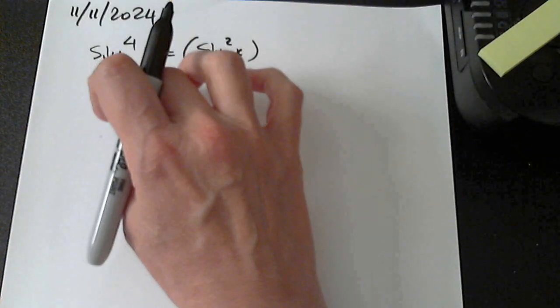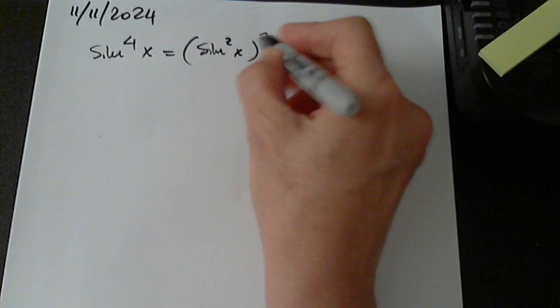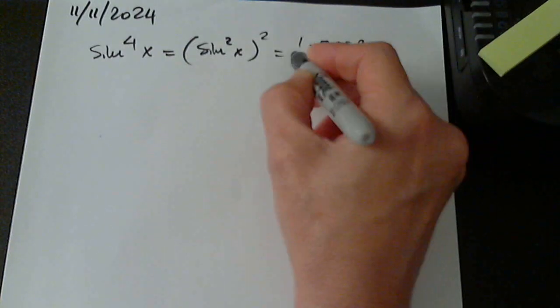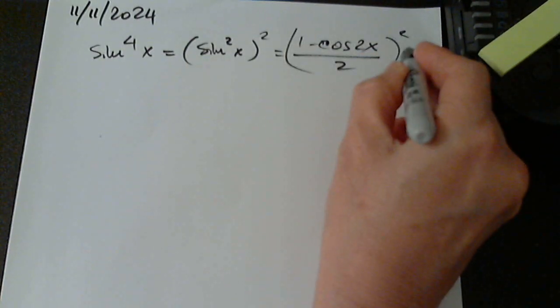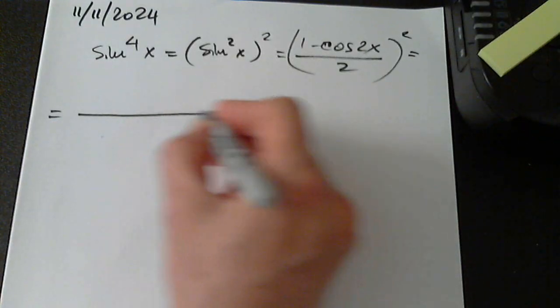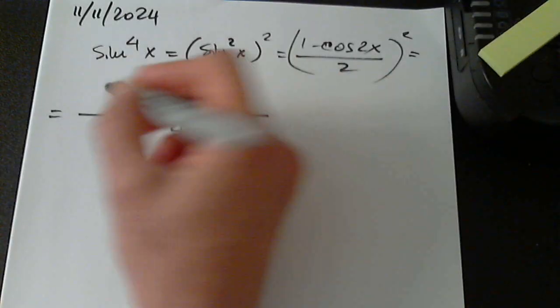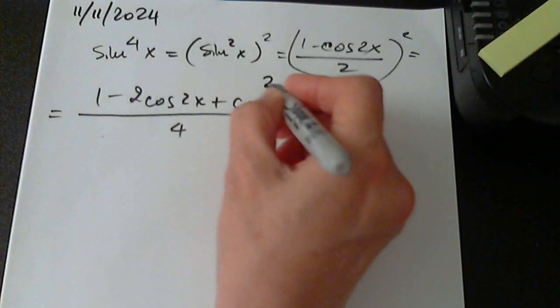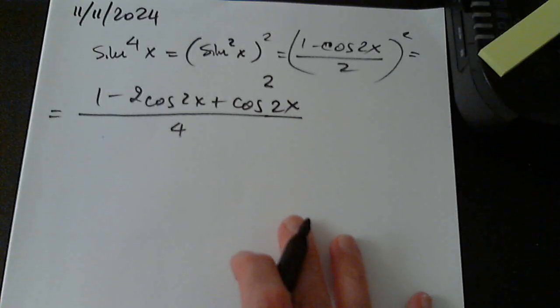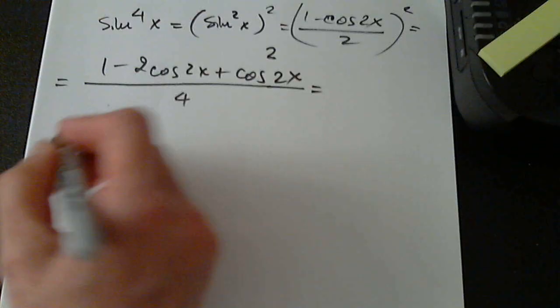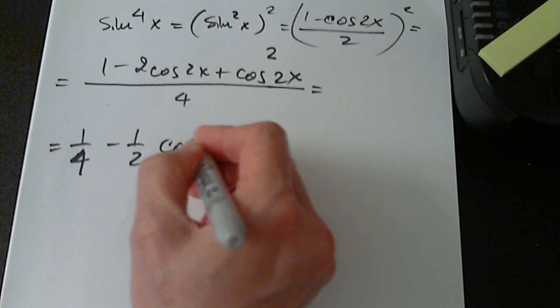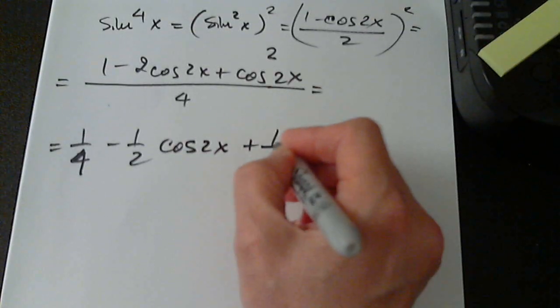x. We had the same example in class, but with cosine. So this is (1 minus cosine 2x divided by 2), everything squared, which will be, when we square the binomial, 1 minus 2 cosine 2x plus cosine squared 2x. We separate into 3 fractions: 1/4 minus 1/2 cosine 2x plus 1/4.